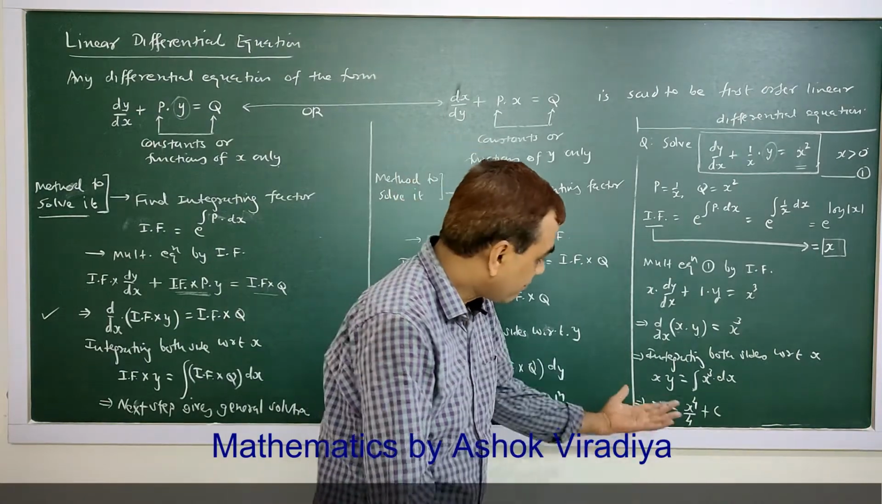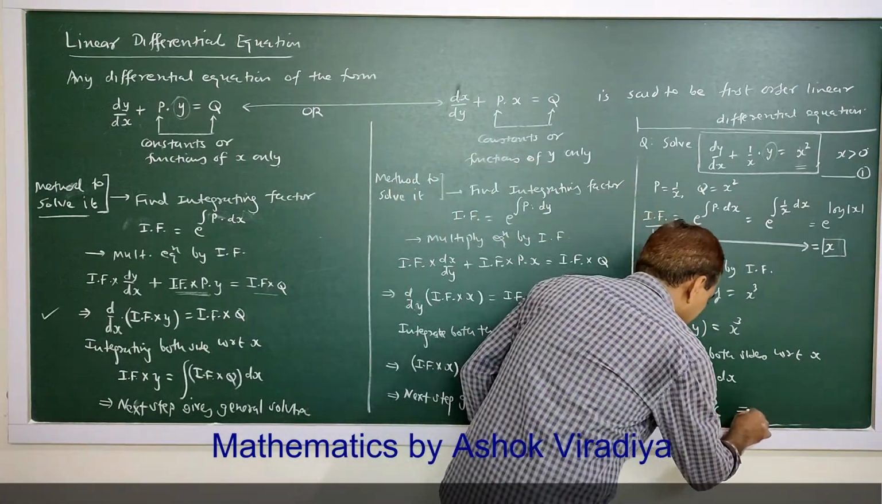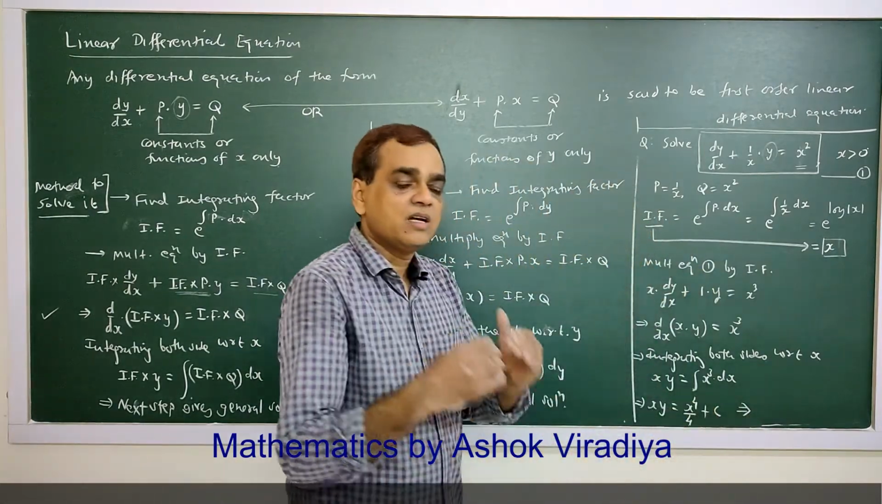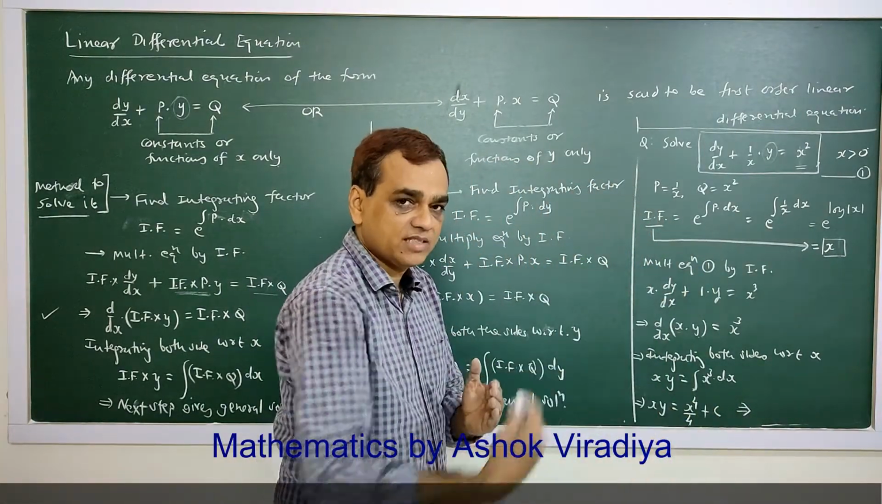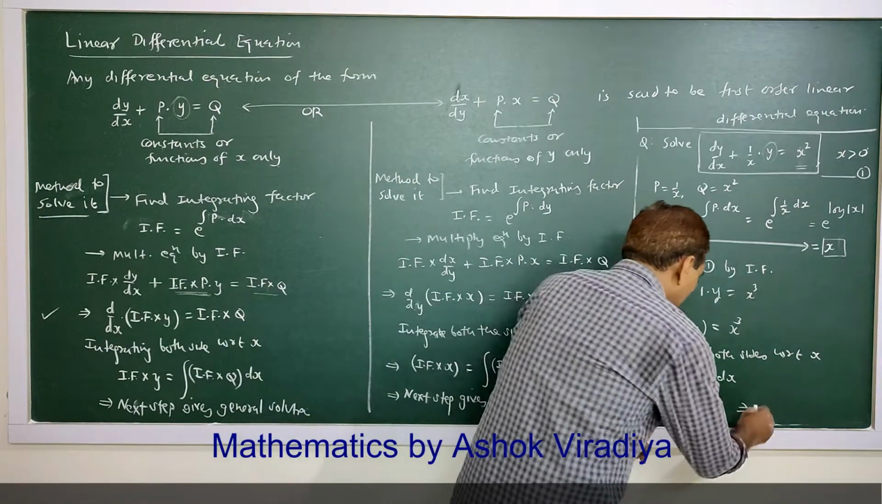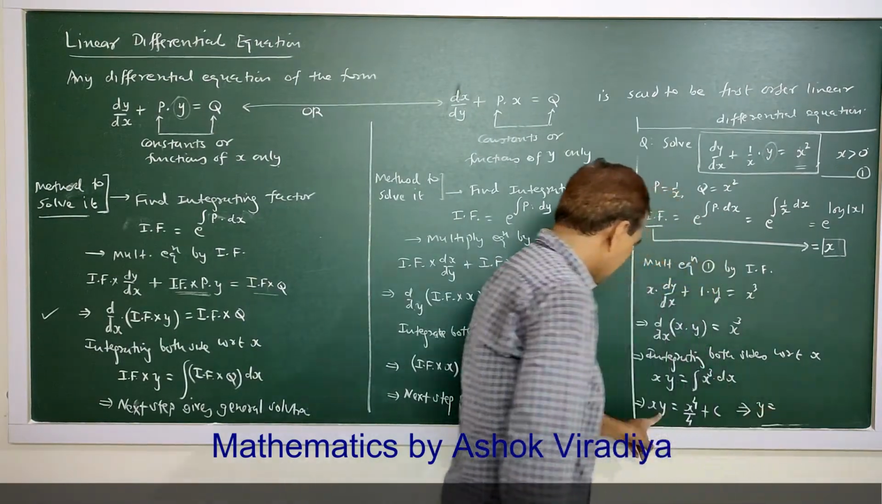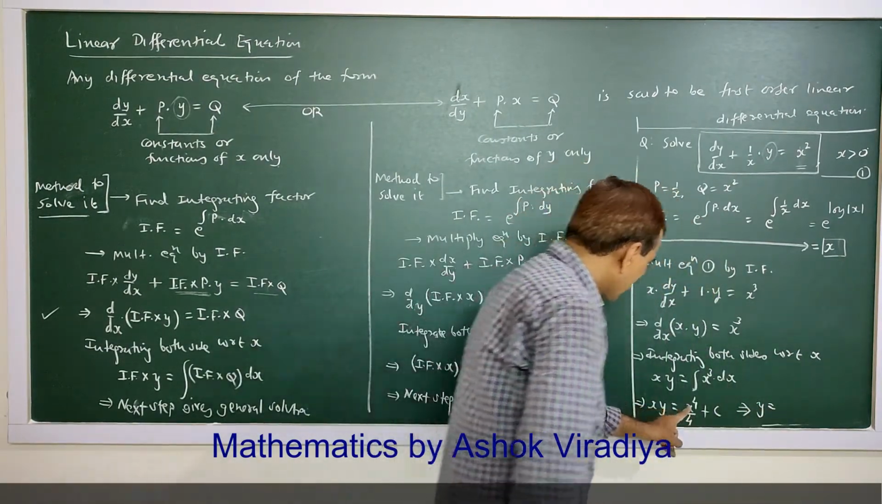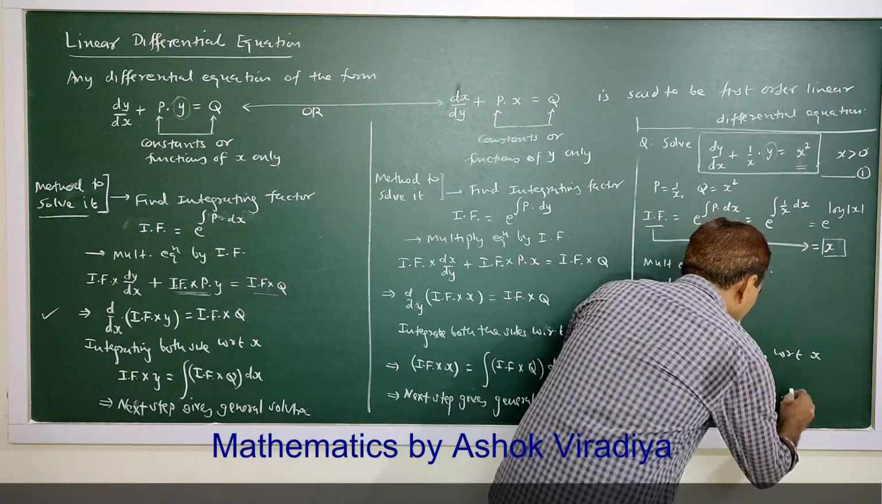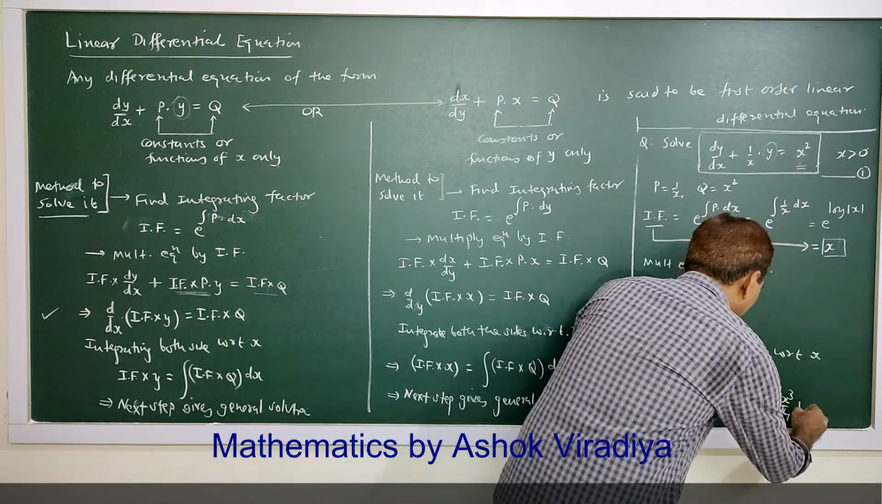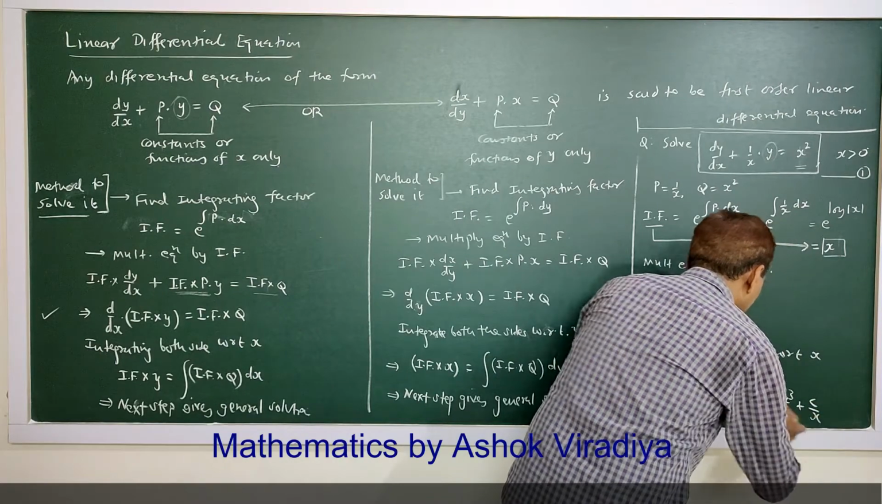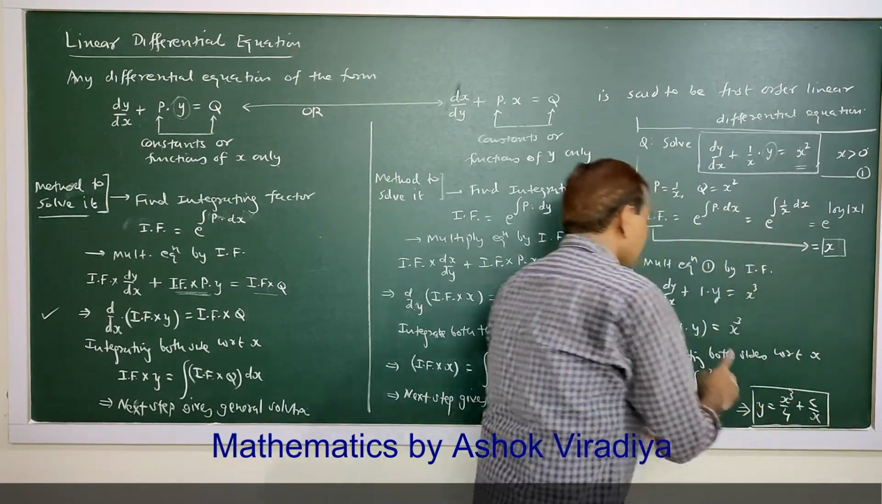We can put it in a better form. Implies we can show this as y in terms of x. So see, y is equal to, dividing by x, x cube by 4 plus c by x. So this is the required general solution.